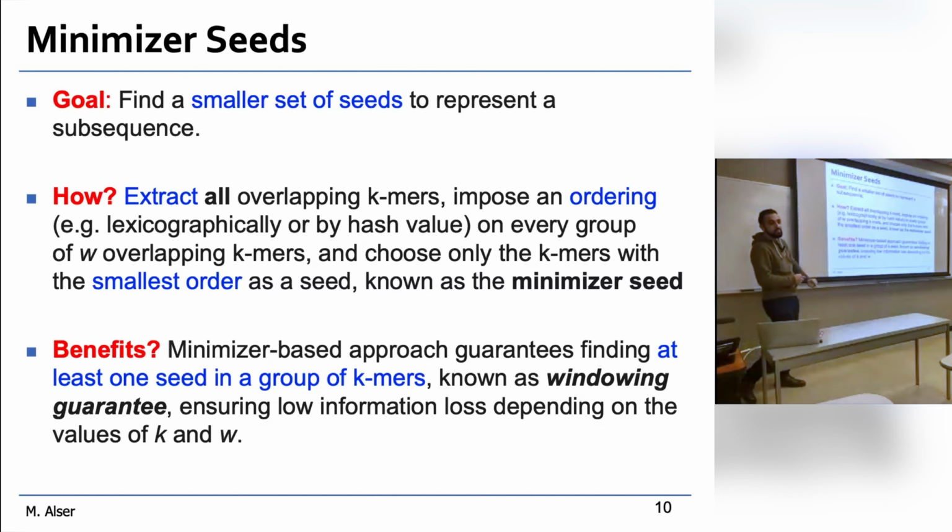How do we do that? Very simple algorithm. Please pay attention and we'll get an example next slide, okay? Extract all overlapping k-mers, okay? So this is still an overlapping algorithm, right? What is new? Impose an ordering on those seeds. So you would like to order those seeds. You would like to say this should be first, this is second, this is third, this is fourth, okay? Those orders could be lexicographical.